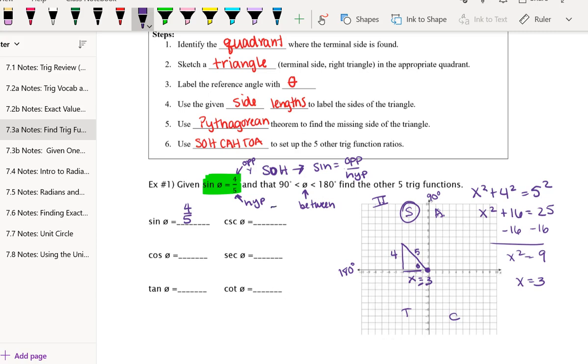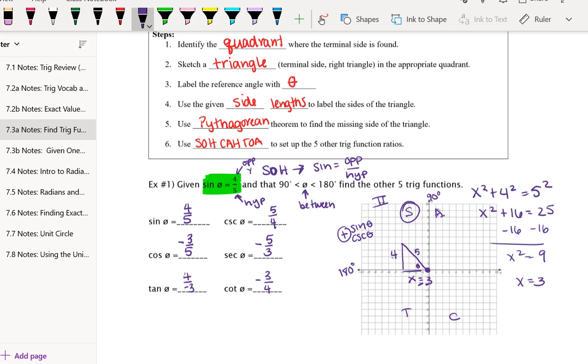Cosecant is the reciprocal, so I can just say 5/4. Cosine is adjacent over hypotenuse. So that's -3 over +5. And remember, in this quadrant, sine and its friend, cosecant, those are your positive ones. Everybody else is negative. So then this would be -5/3, reciprocate it. And then for tangent, opposite over adjacent, 4/-3. And reciprocate it, -3/+4 for cotangent.